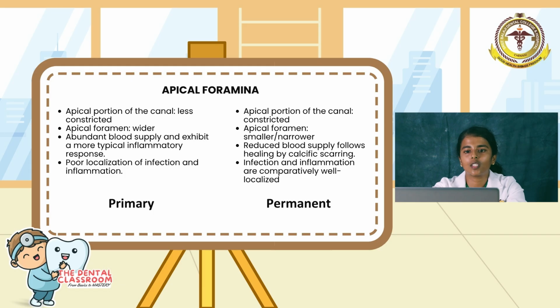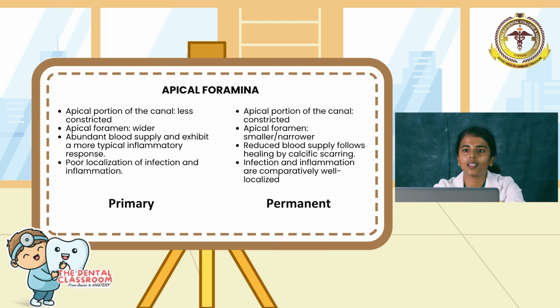Next are the major differences between the apical foramina. In the primary dentition it is less constricted because of the rich vascularity and cellularity, but the apical portion is more constricted in the permanent dentition, corresponding to the lesser vascularity and cellularity. The size of the apical foramen will be wider in the primary dentition and narrower in the permanent dentition.